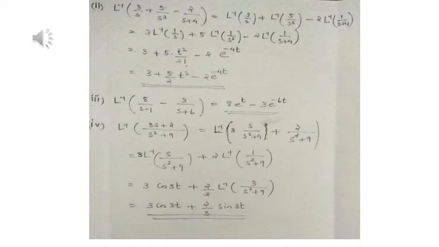The next question is similar, that is L inverse of 8 by s minus 1 minus 3 by s plus 6. Again splitting the terms and taking the constants out, you will get 8 into L inverse of 1 by s minus 1, and L inverse of 1 by s minus a is e raised to at. So instead of a it is 1 here, so that is 8 into e raised to t, minus 3 into e raised to minus 6t. Here it is given as 3 by s plus 6, so when we apply the L inverse, it is 3 into L inverse of 1 by s plus 6.